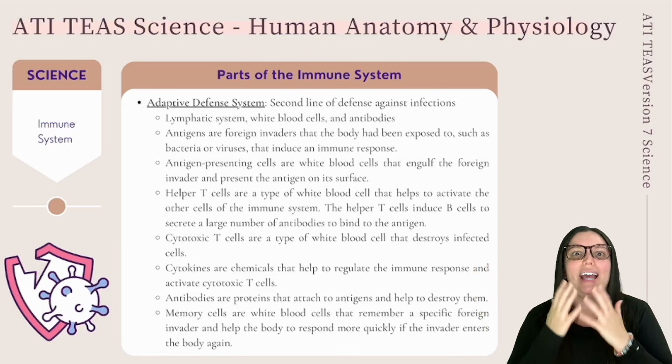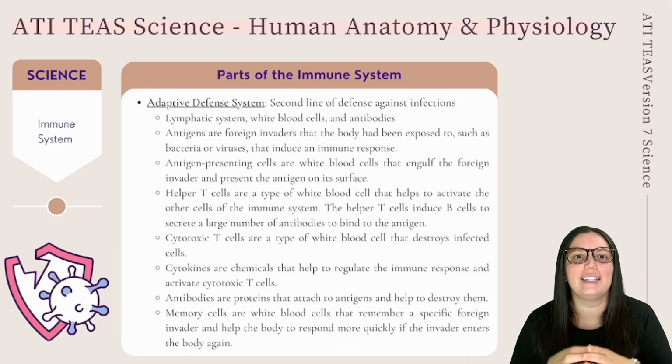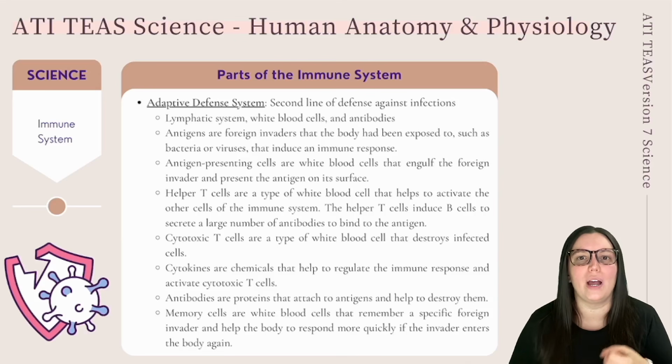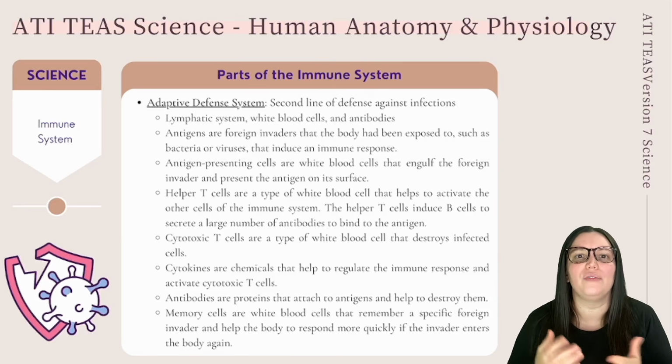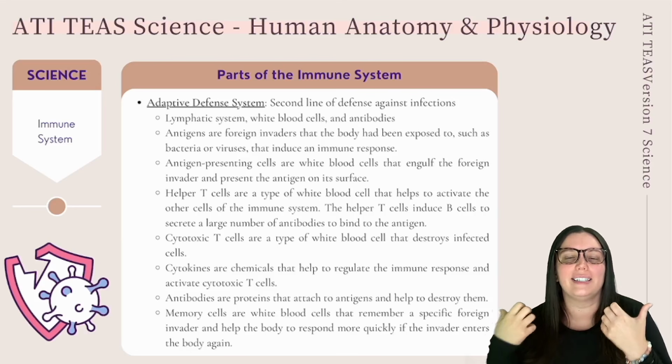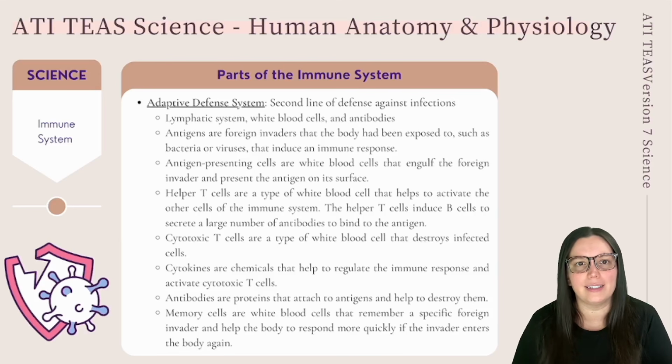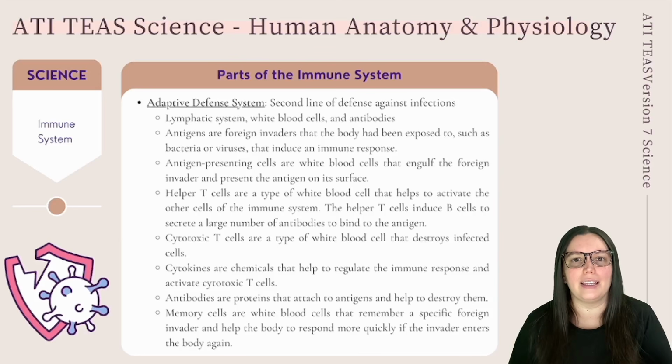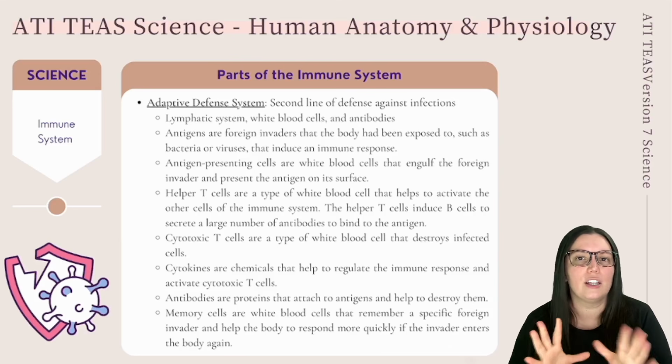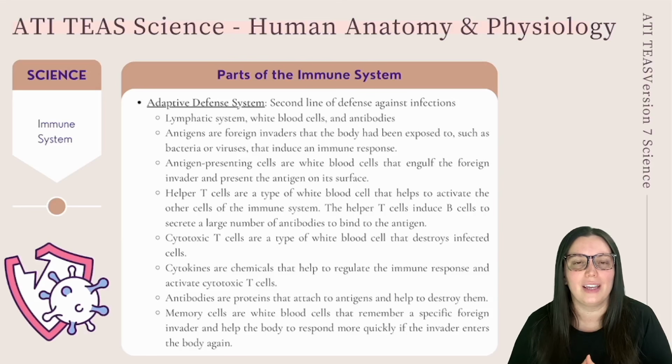So as always, we need to have a secondary defense, right? And that is our adaptive defense system. That includes our lymphatic system, white blood cells, and antibodies. This system functions with the help of antigens, antigen-presenting cells, helper T cells, cytotoxic T cells, cytokines, antibodies, as well as memory cells. So let's take a closer look at each one of these.